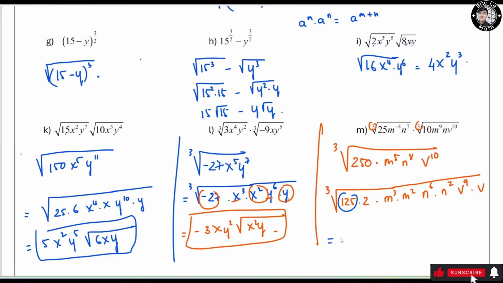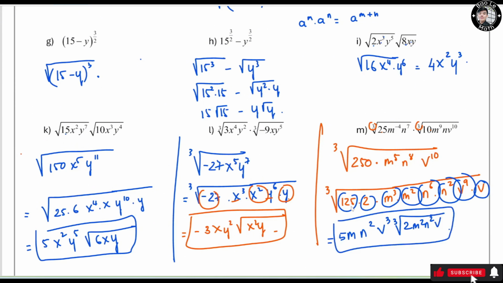The cube root of 125 is 5, right? The cube root of m cubed is going to be m. The cube root of n to the 6 is going to be n squared, right? The cube root of v to the 9 is going to be v cubed. And we have the cube root of 2 m squared, n squared, and v, right? This one is the final answer.